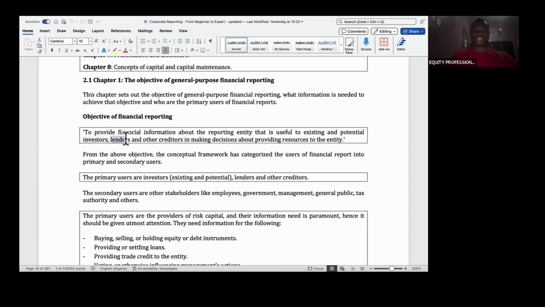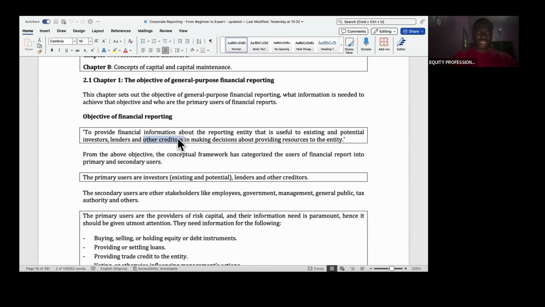The same thing applies to the lenders. The lenders will also make decisions on whether they should provide additional loans to this company or whether they should even recover the ones they have given earlier. All depends on their performance, on the information they have. Also are the other creditors. The other creditors will also be making decisions on whether they should provide trade credit to the entity. Should they give them more credit? Should they give them a discount? All depends on the information that they have, right?